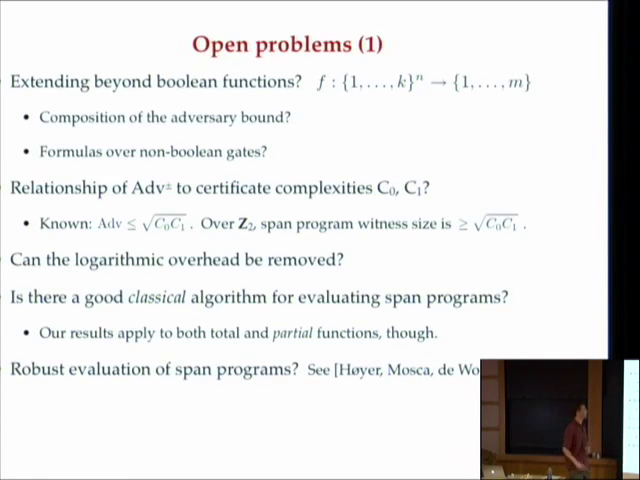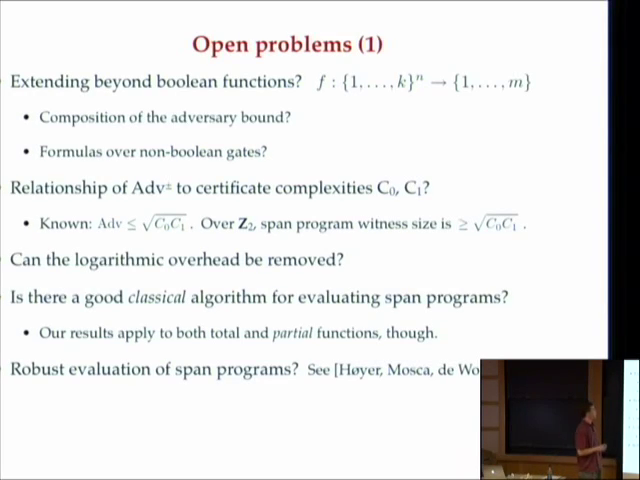Let me finish by saying what some open problems are. One is what happens for non-Boolean functions, and I think Troy understands this maybe, or Troy understands at least what happens for the adversary bound. So of course, if you have a non-Boolean function, you can encode that into binary, but it wasn't known that the adversary bound was stable under this encoding. Maybe it is now.